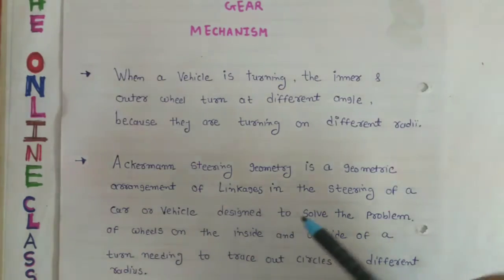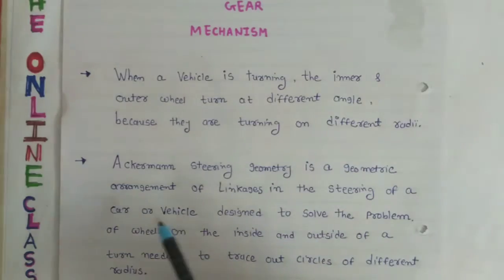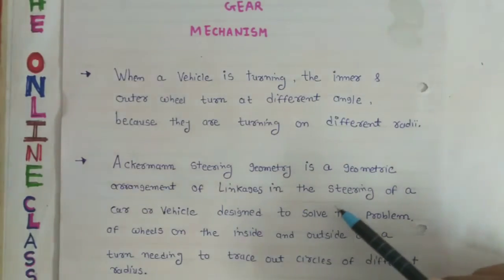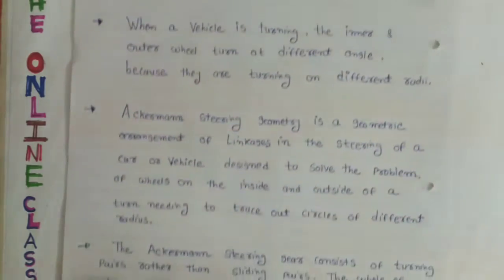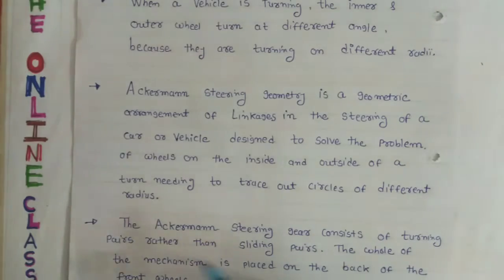The Ackermann steering gear geometry is a geometric arrangement of linkages in the steering of a car or vehicle, designed to solve the problem of wheels on the inside and outside of a turn needing to trace out circles of different radii. The Ackermann steering gear consists of turning pairs rather than sliding pairs. The whole of the mechanism is placed on the back of the front wheels. So let's start the derivation of the Ackermann steering gear mechanism.